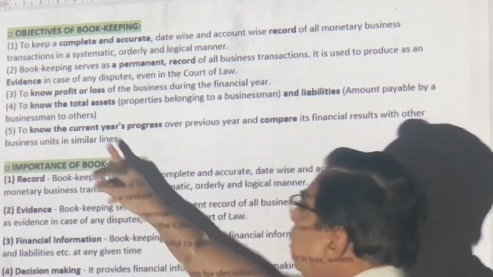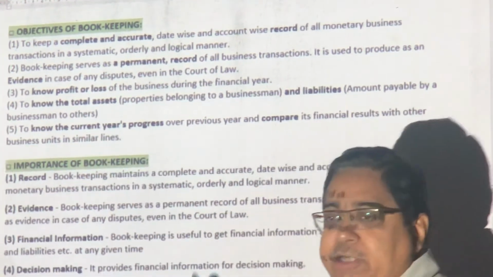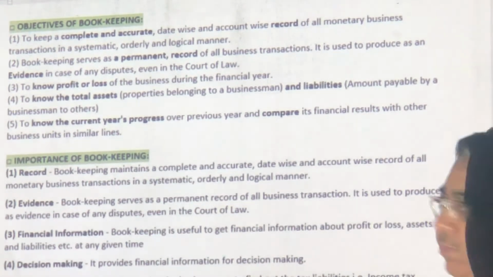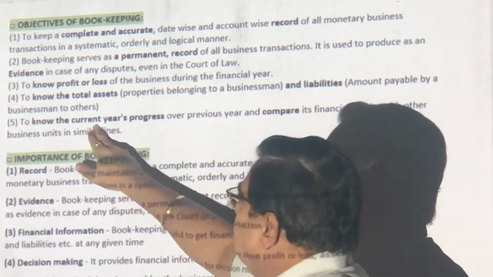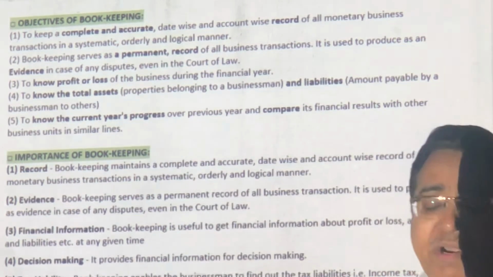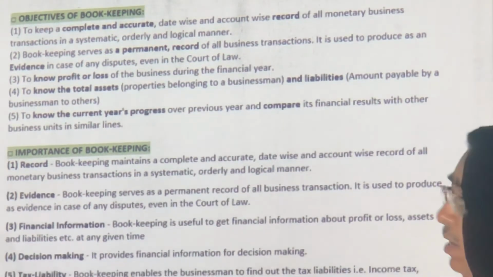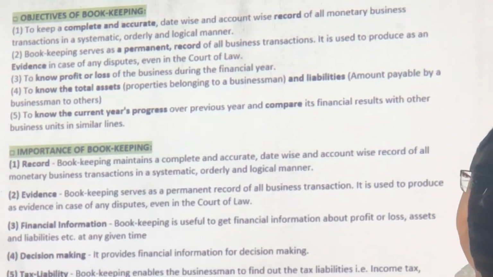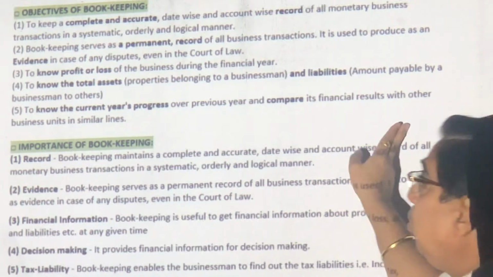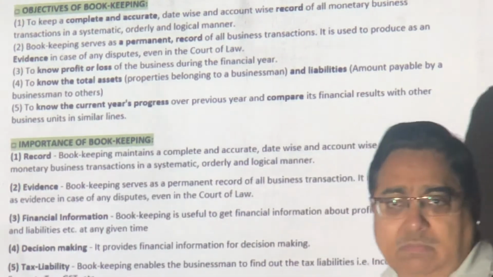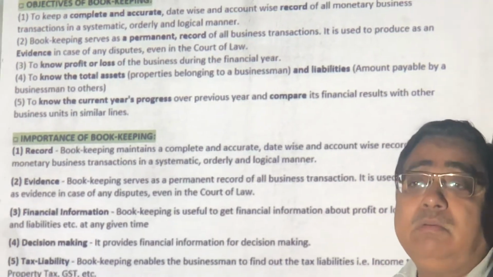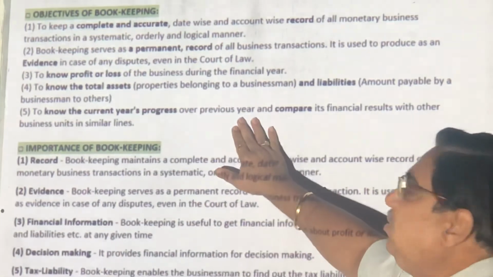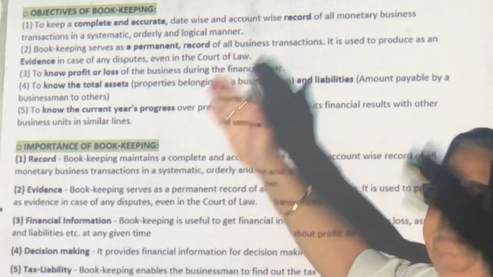Okay. To know total assets. How much money is there in our building, properties, etc. How much have I invested? To know current year progress. This year, COVID is there. How much loss are we making? Compare with last year. We are not even making 10% profit. I want to compare with other businesses. Are they making money? Have I failed in making the money? So you see, 5 things are there, if the company wants to grow and become number 1.